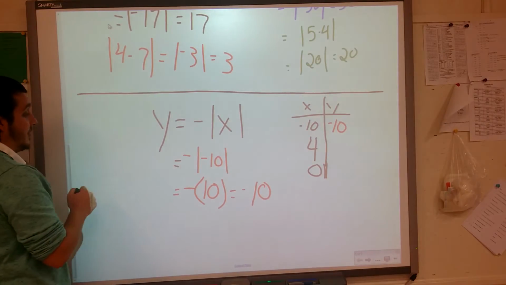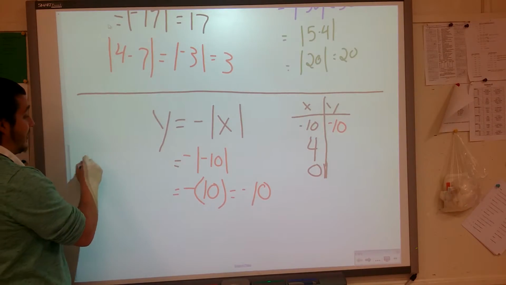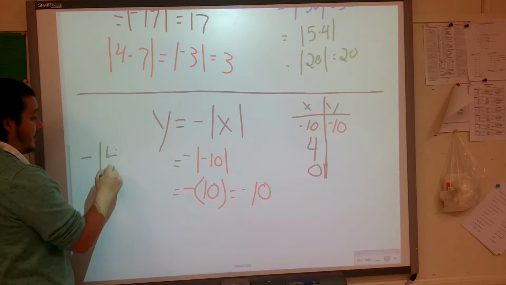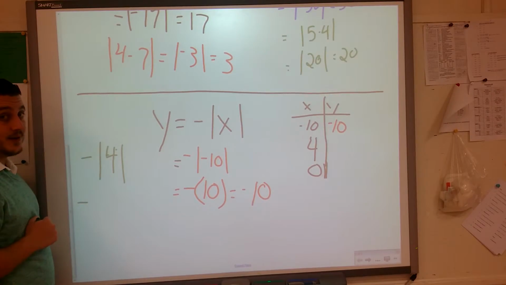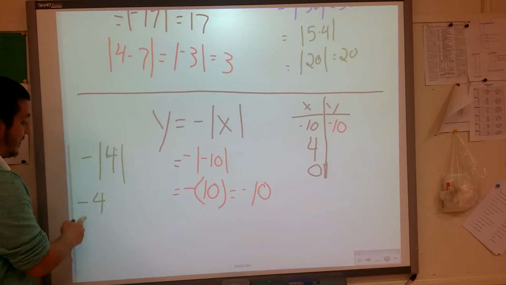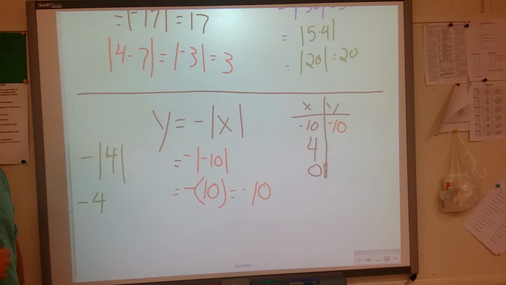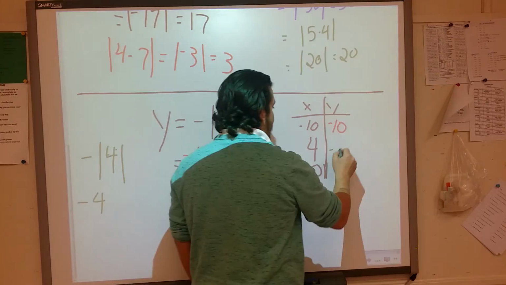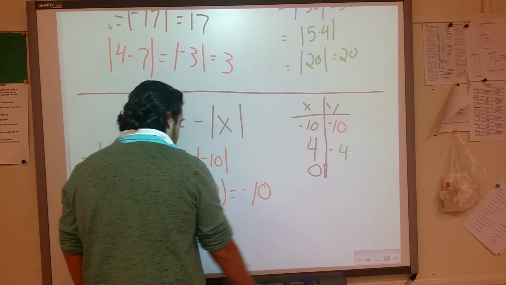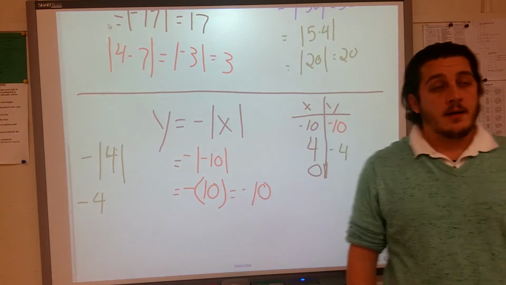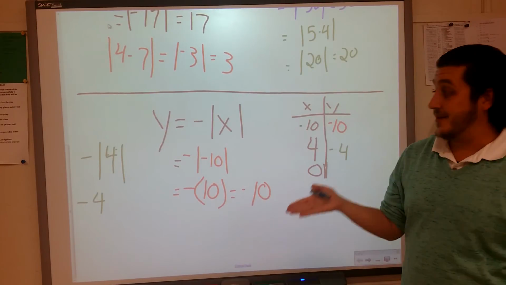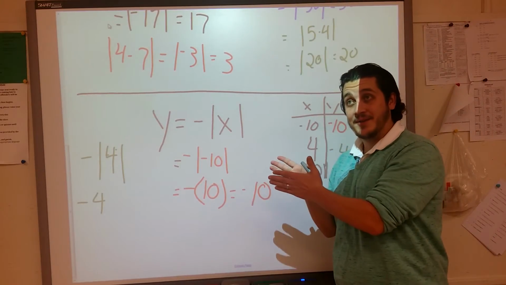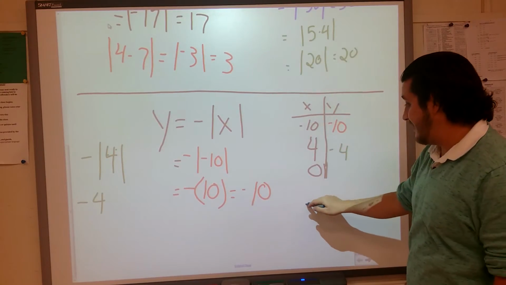Negative, the absolute value of 4. We have that negative. The absolute value of 4 is 4. So that means it becomes a negative 4. So as you can see, the positive now becomes negative because of that negative on the outside. We did everything in the function first, then have our outside stuff.